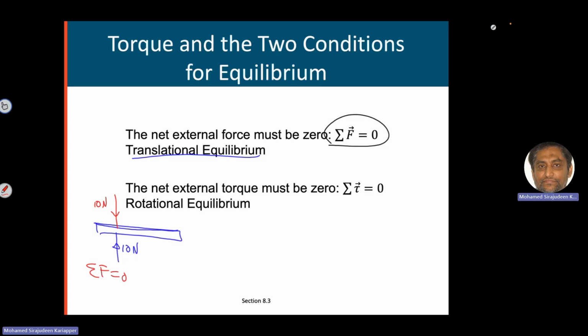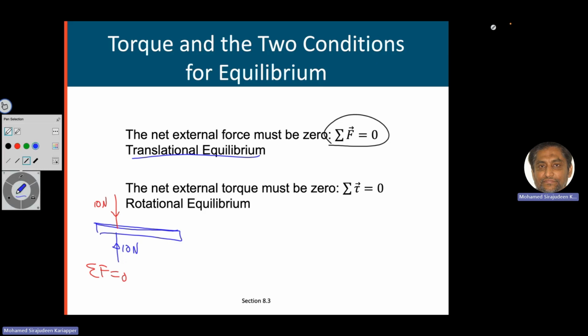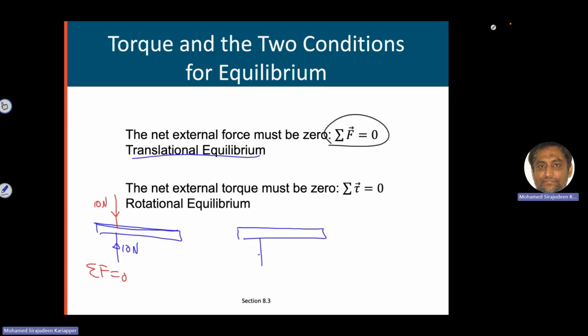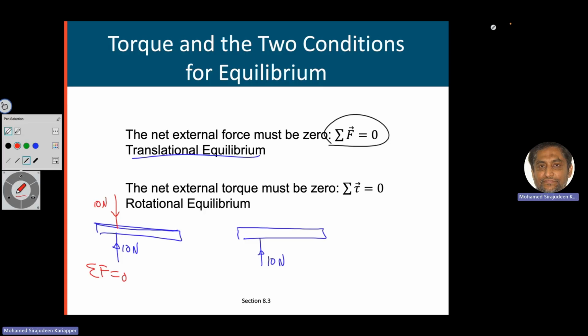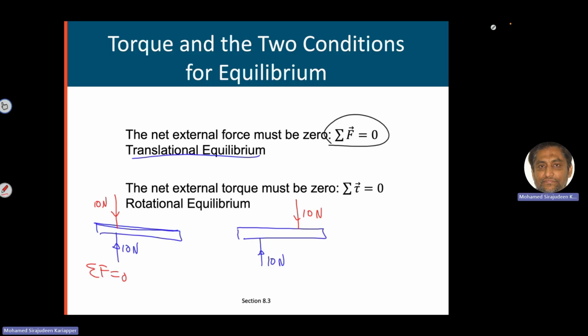Okay, now you apply the force again, 10 Newton, and you tell your friend to apply the force. He comes and applies it. Is the net force 0 now? Why not? Plus 10, minus 10, 0. Net force is 0.